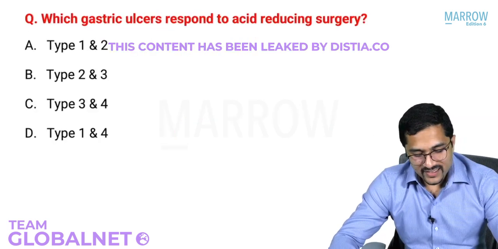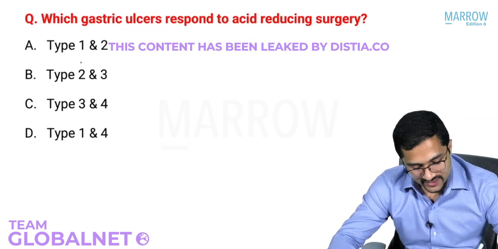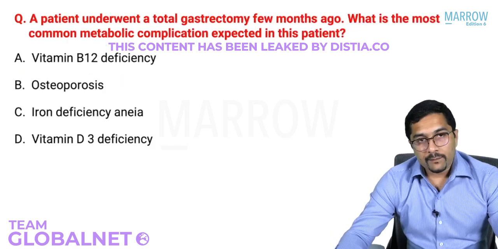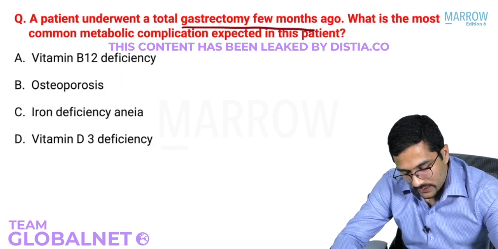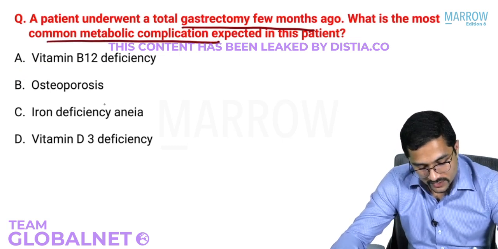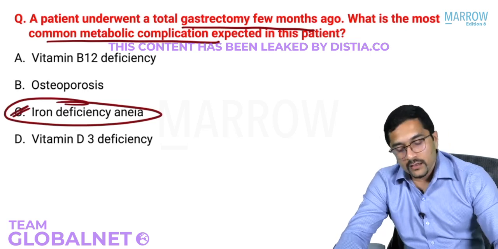Which gastric ulcers respond to acid reducing surgery? This we've discussed is type 2 and type 3 gastric ulcers. A patient underwent total gastrectomy a few months ago. What is the most common metabolic complication expected? We've just discussed this. This is iron deficiency anemia.